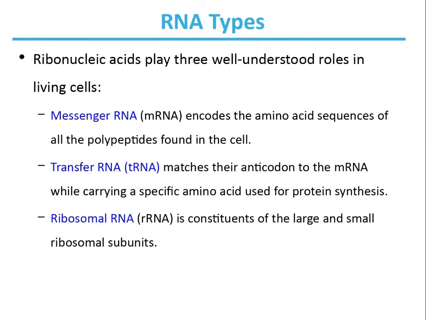RNA types. Ribonucleic acids play three well understood roles in living cells. We have three major types of RNA. The first one we call messenger RNA, abbreviated as mRNA. It encodes the amino acid sequences of all the polypeptides found in the cells. The messenger RNA is the RNA that will carry the genetic information from the DNA and transport it to the cytosol or the cytoplasm.